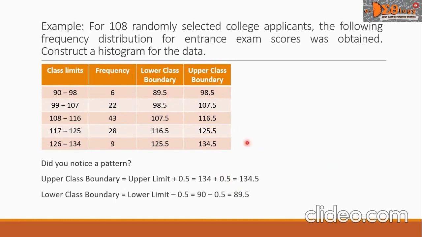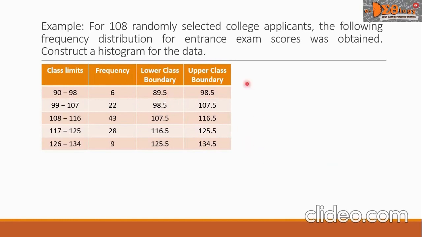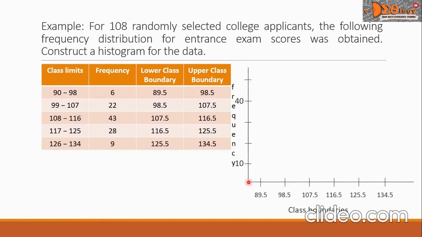Our table now is complete. Let us now write the histogram. First, let us draw the horizontal line and the vertical line here. In the horizontal line, we will write the class boundaries, and for the vertical line, we will write the frequency.